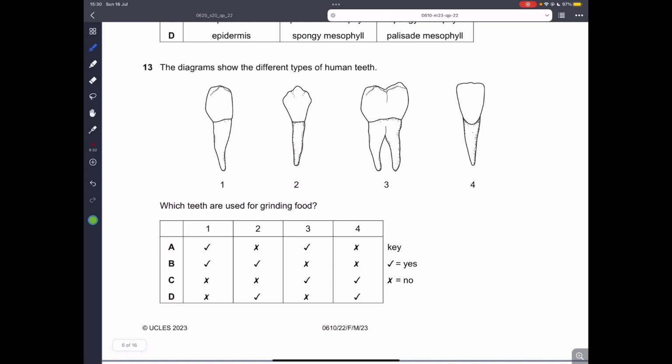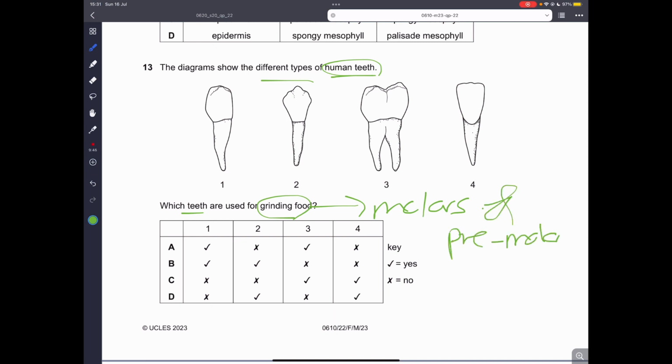Question 13. The diagram shows different types of human teeth. Which teeth are used for grinding food? Remember, when you grind food, you use molars. There are two types of molars: molars and premolars. Premolars are basically molars, but before they become a molar, they take the shape of a similar molar. I hope that makes sense.